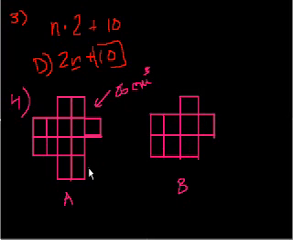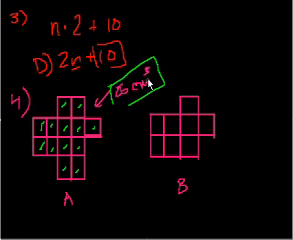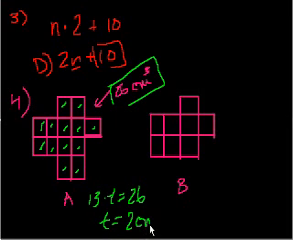We have to just figure out how big is each of these little tiles, right? So how many tiles are in A? Let's count them. 1, 2, 3, 4, 5, 6, 7, 8, 9, 10, 11, 12, 13. 13 tiles, and they're 26 centimeters squared total, right? So if 13 times the area of a tile is equal to 26 centimeters squared, a tile, dividing both sides by 13, is 2 centimeters squared, right? Each tile is 2 centimeters squared.